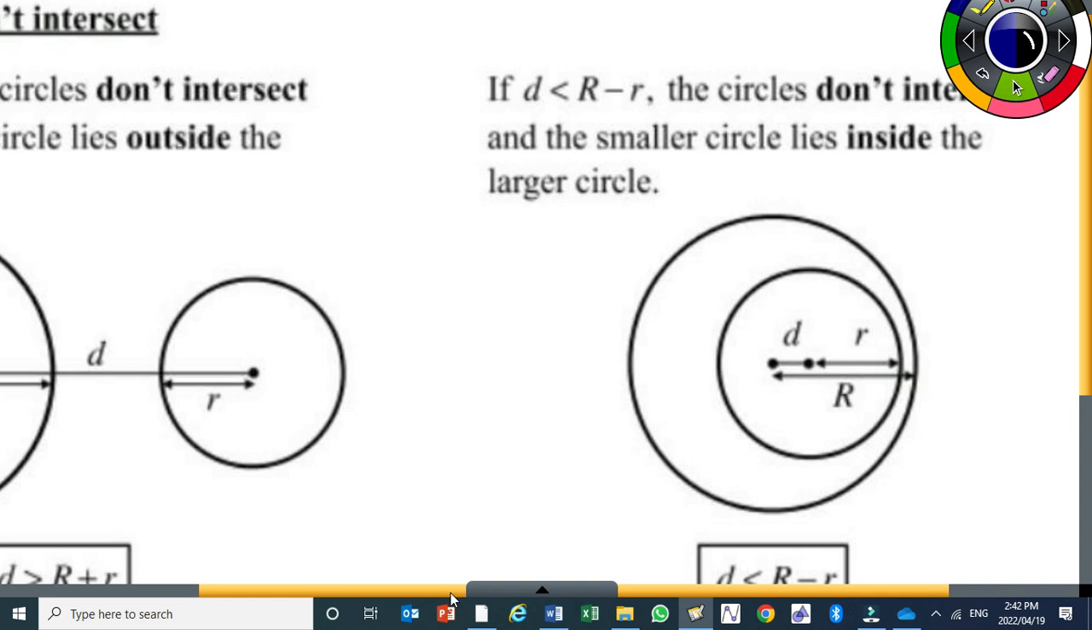Now, it is possible that you can have one smaller circle inside the larger one, but they don't touch. In that case, it means the two centers will be too close to each other, which means the value of D, that is the distance between the two centers, will be extremely small. So you can also have a case like that where D is extremely small as compared to the difference between the two radii.